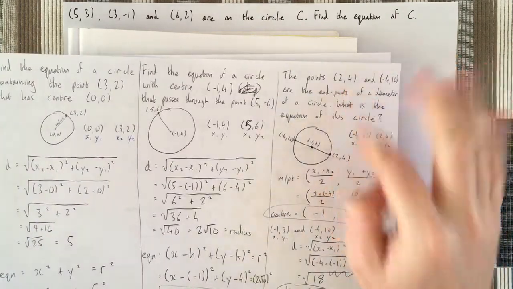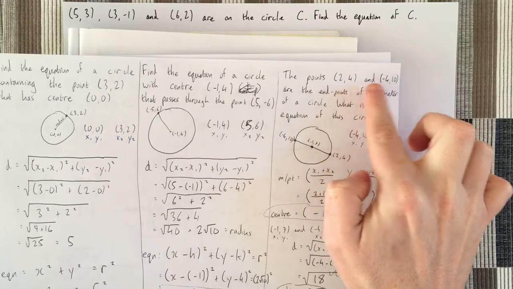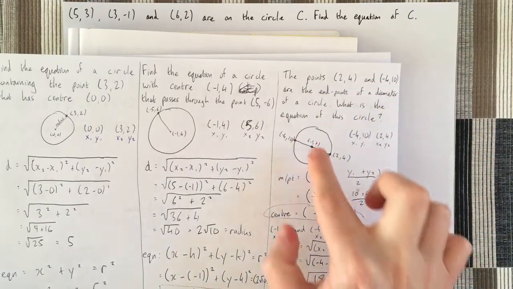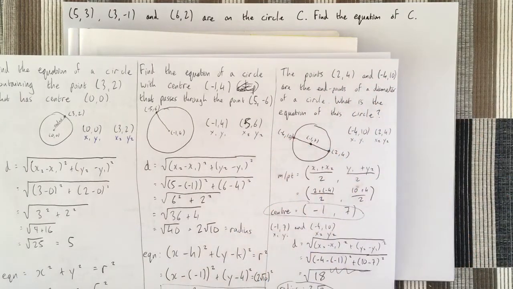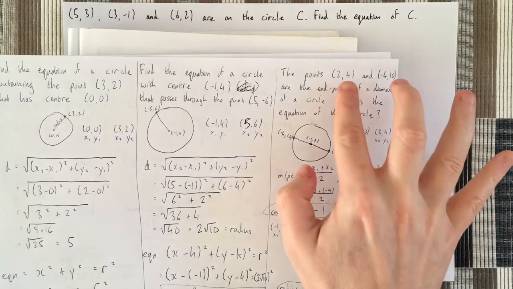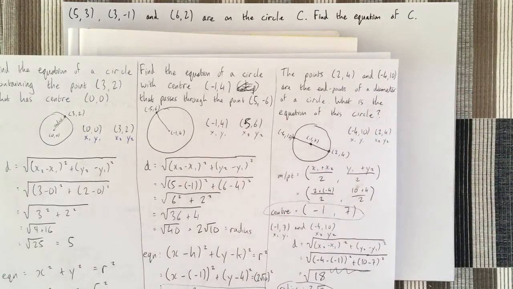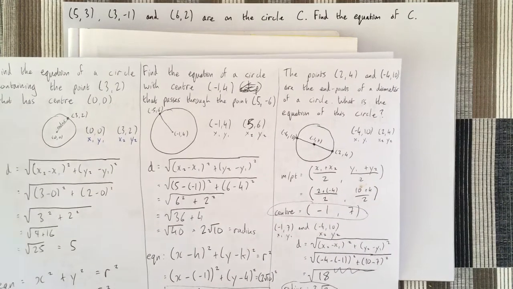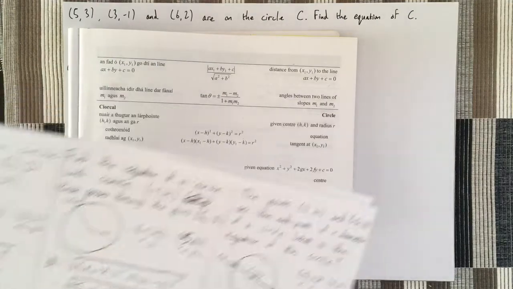They could, like in this question here, give me the two end points of a diameter. If they're the end points of a diameter, getting the midpoint between those two will give me the center, and then the distance formula will give me the radius. Again, once you've got the radius and the center, the H, K form is the one to use.